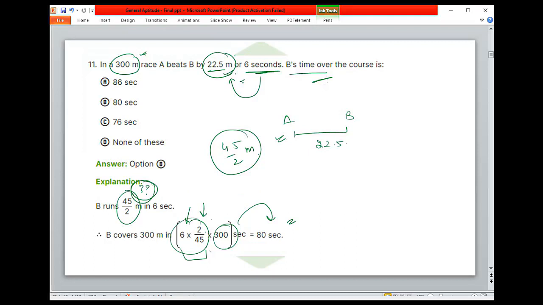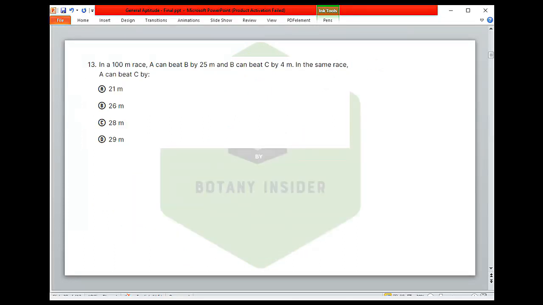Let me check this question. I'm not sure about the explanation. Wait. You give it a try. This one is very simple. Give it a try. Let me check the previous question.